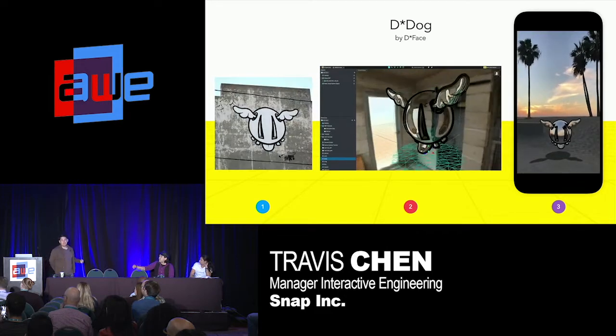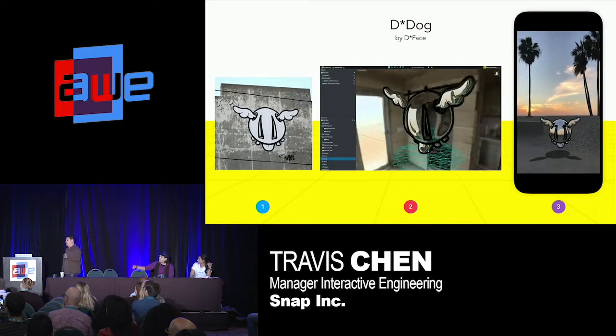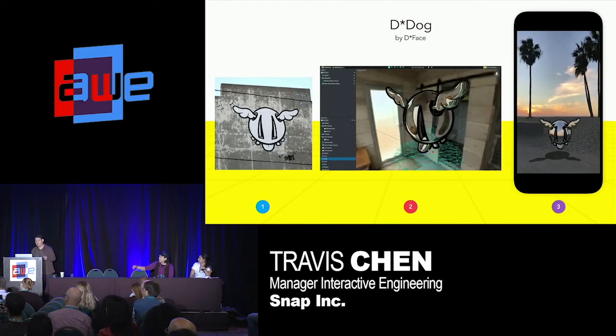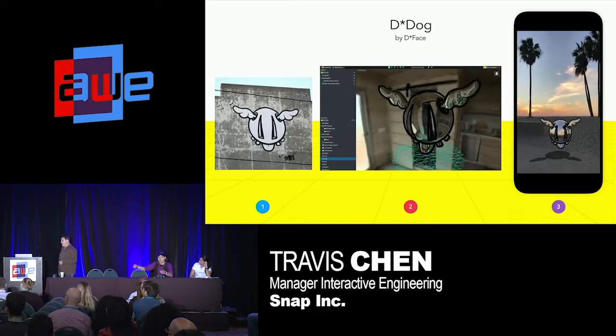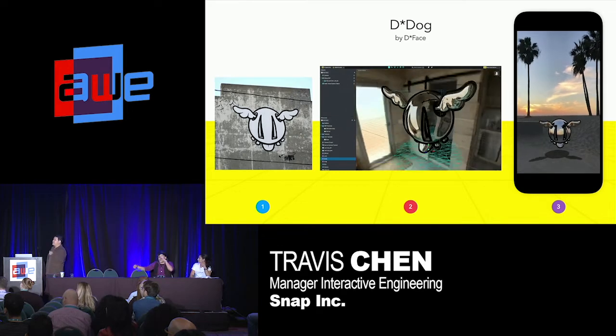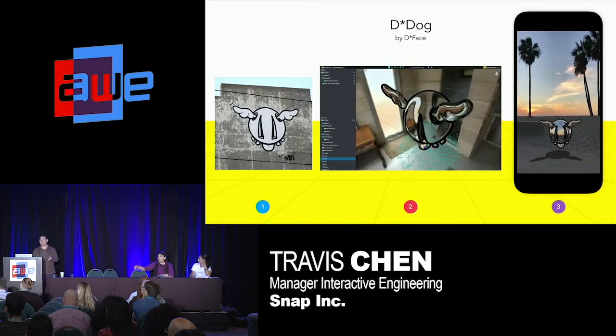Next, we have D-Face. D-Face is this amazing graffiti artist with murals all over the world. He has a very iconic one on the 10 in Los Angeles. He imported a 3D model of his D-Dog character into Lens Studio.